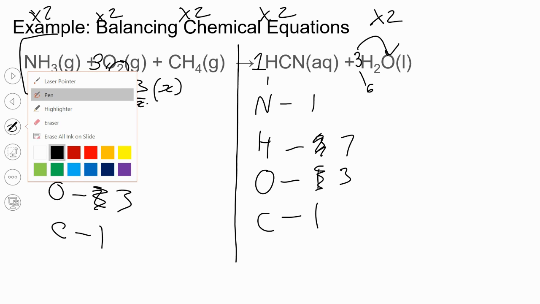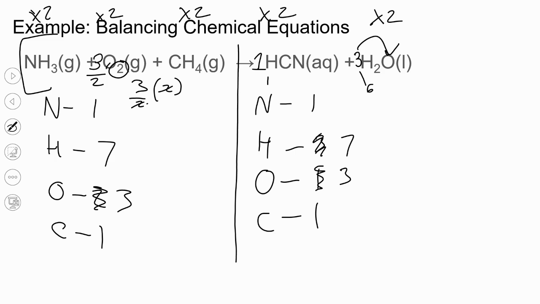Let me do this in a different color. Can you guys see red? Okay. So 2 times 1 will be 2. 2 times 3 halves, that will just cancel the 2 and I'll get 3 in front of that. 2 times this will have a 2. 2 times this 1 will be 2. 2 times 3 will be 6.